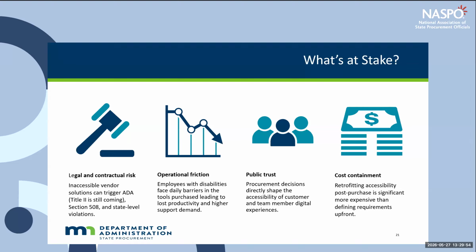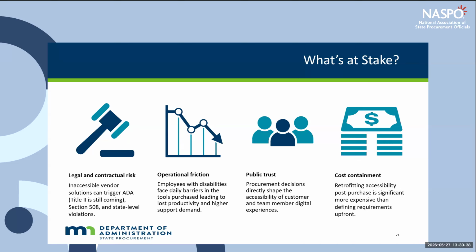Procurement decisions directly shape the accessibility of customer and team member digital experiences. So if you spend two to three years procuring maybe something related to Medicaid, a big, huge, expensive thing that absolutely needs to work because people need to access services, and that thing goes live, and a whole bunch of people who likely need Medicaid cannot use it because it's not accessible, you have a big problem on your hands. You have a whole lot of people asking, why didn't you tell me? Why didn't you tell me this was important? So we have to make it important from the start of our processes.